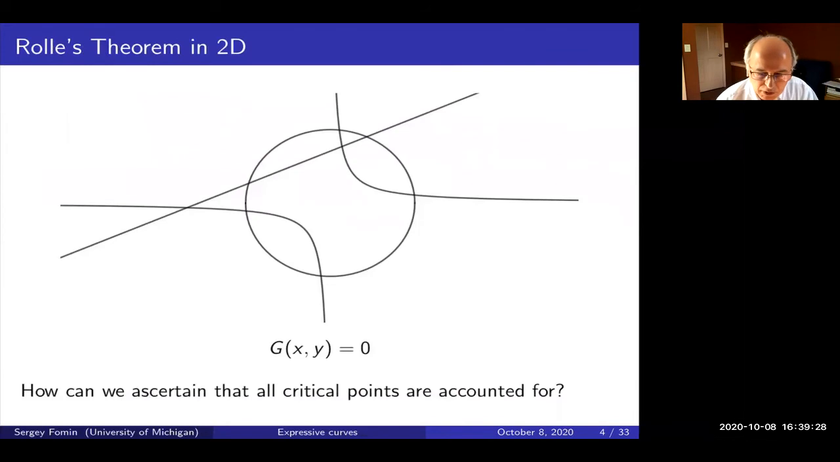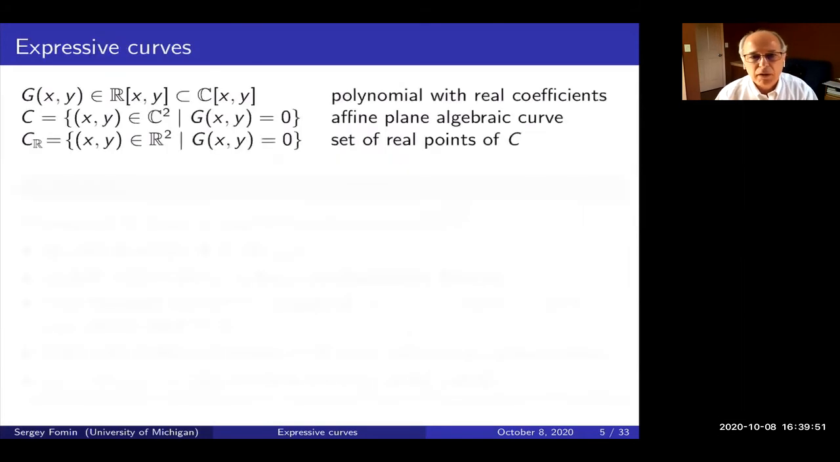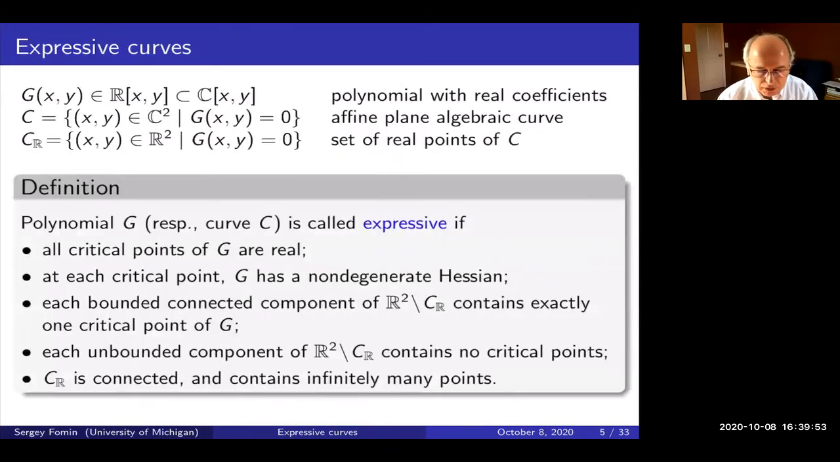So I want each bounded region to have exactly one critical point inside, necessarily real. I want each of the nodes to be a hyperbolic node, a saddle point. And I don't want any other critical points anywhere in the affine plane, even in the complex affine plane. Okay, so that's what this definition is saying.